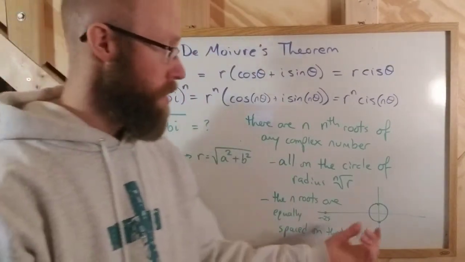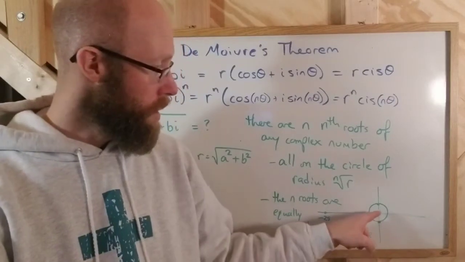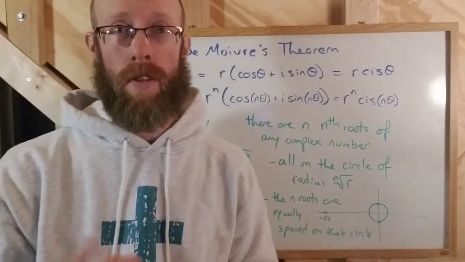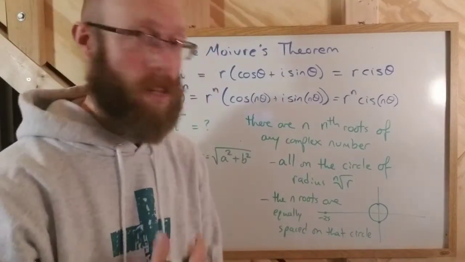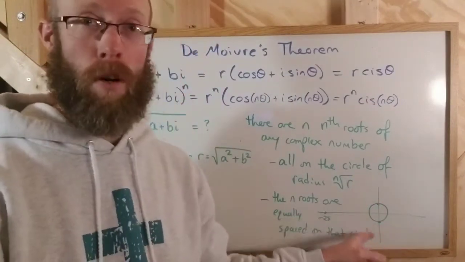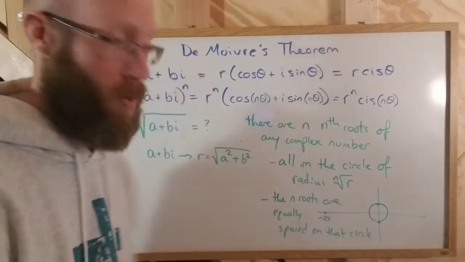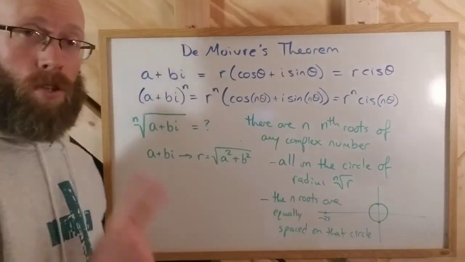If we're looking for the 7th roots, then the angle between them would be 1/7 of the circle. If you're looking for 6th roots, then the angle between them would all be 60 degrees, because that's 1/6 of 360. Okay. So those are 2 very important features.